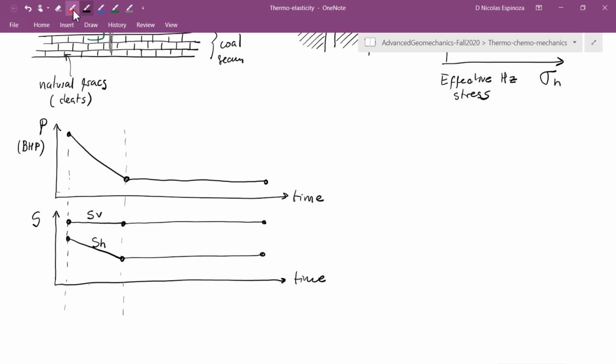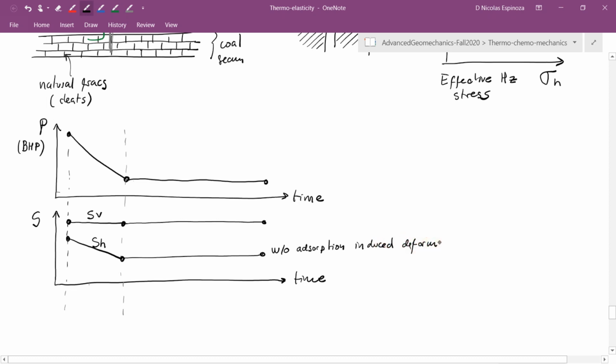What would happen in the case of, let's finish with a solution for the case without absorption. So let me actually write this in here. This is a solution without absorption-induced deformation. Let me put an acronym for this, just for the following plots.